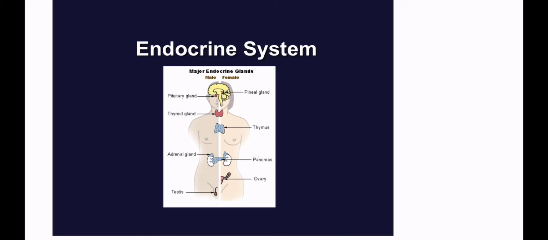And when do we use the nervous system? When we want to do something really quick. So if somebody were to throw something at me and I were to dodge it, that would be my nervous system acting. But we are talking about the endocrine system.